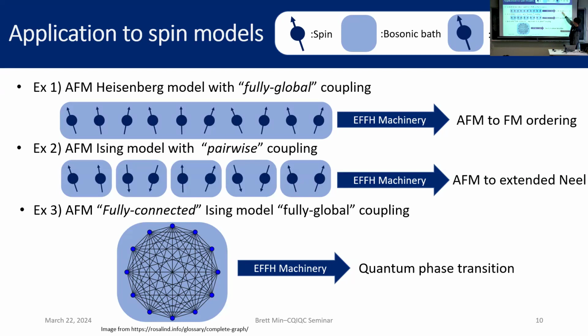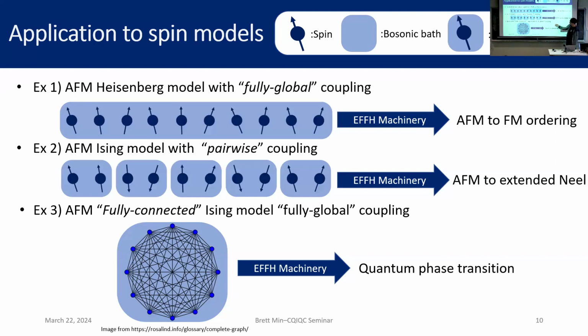First is the antiferromagnetic Heisenberg model that is fully coupled to the giant bosonic bath. With this effective Hamiltonian machinery, I'll show that this will lead to an antiferromagnetic to ferromagnetic ordering change. I'm also going to discuss a transverse field Ising model that is coupled to a semi-local bath. So this is the pairwise coupling where two spins are coupled to their bath. We'll show that it will become from antiferromagnet to extended Néel ordering.